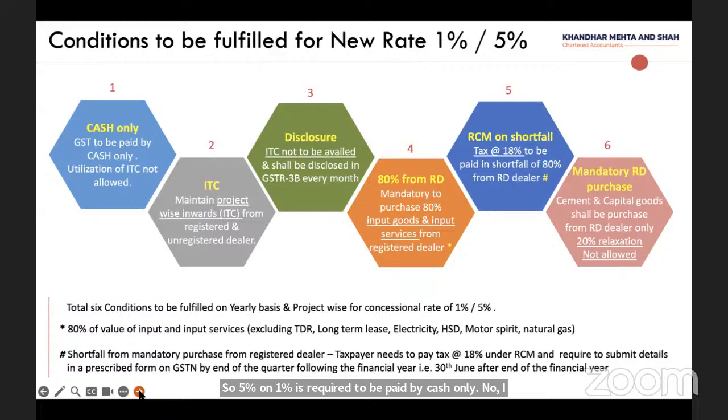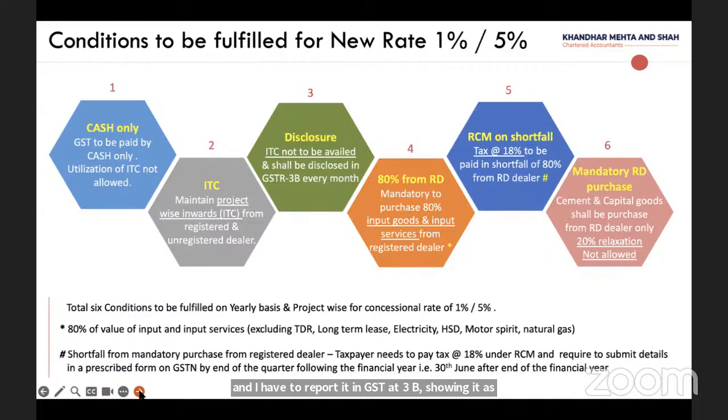Maintain project-wise ITC. You have to maintain this project-wise ITC, and the ITC that you are not availing needs to be disclosed in GST 3B. This is something which is a bit cumbersome. The government is not allowing me to take the ITC, but it wants me to keep track of the ITC which I'm not availing, and I have to report it in GST 3B, showing that I availed this ITC and reversed this ITC.